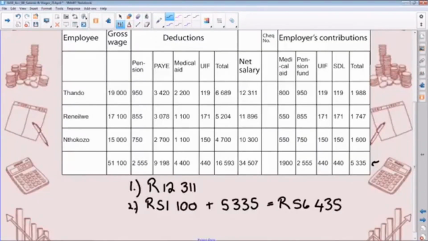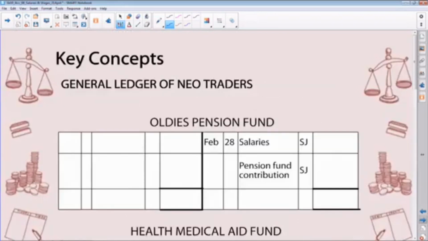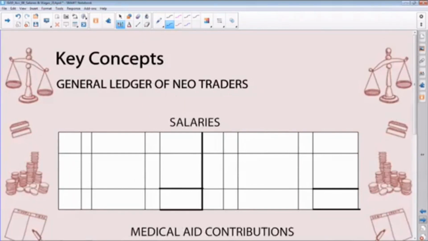Now, your very first column is your gross salary, and that gross salary, we said, it's an expense. So this expense will go to your T account called salary. So let's go and look at it. Remember, in your general ledger, you will have two sections. You'll have your balance sheet section, and under your balance sheet section, you'll have your assets and your liabilities. The next one will be your nominal section.